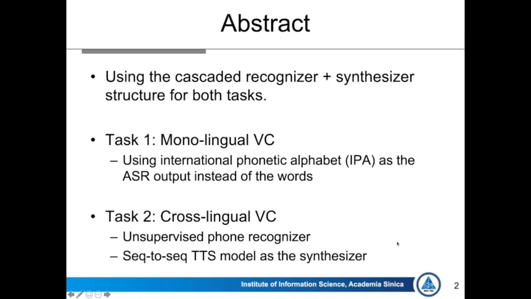For the first task, we change the output of ASR. We replace English words with international phonetic alphabet symbols, called IPA. Also, we trained our TTS with the IPA symbols. For the second task, since cross-lingual ASR is very hard to train, we extend the idea from the first task. We let the machine define its own phonetic token ID. And the token ID is used to train our TTS.